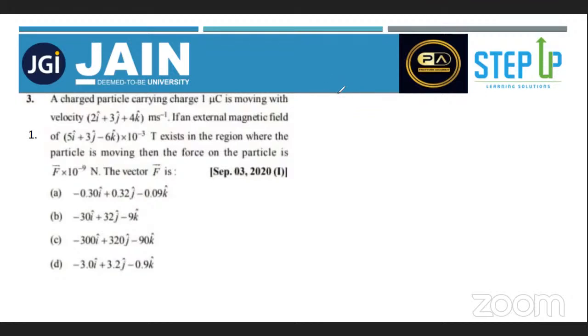Let's see the question. What is given here is Q, which is 1 microcoulomb. If I want to write it in SI unit, I'll write it as 10 raised to minus 6 coulomb. Then I have a velocity given, which is 2i plus 3j plus 4k. It is already in meter per second, an SI unit, so we don't have to change it.